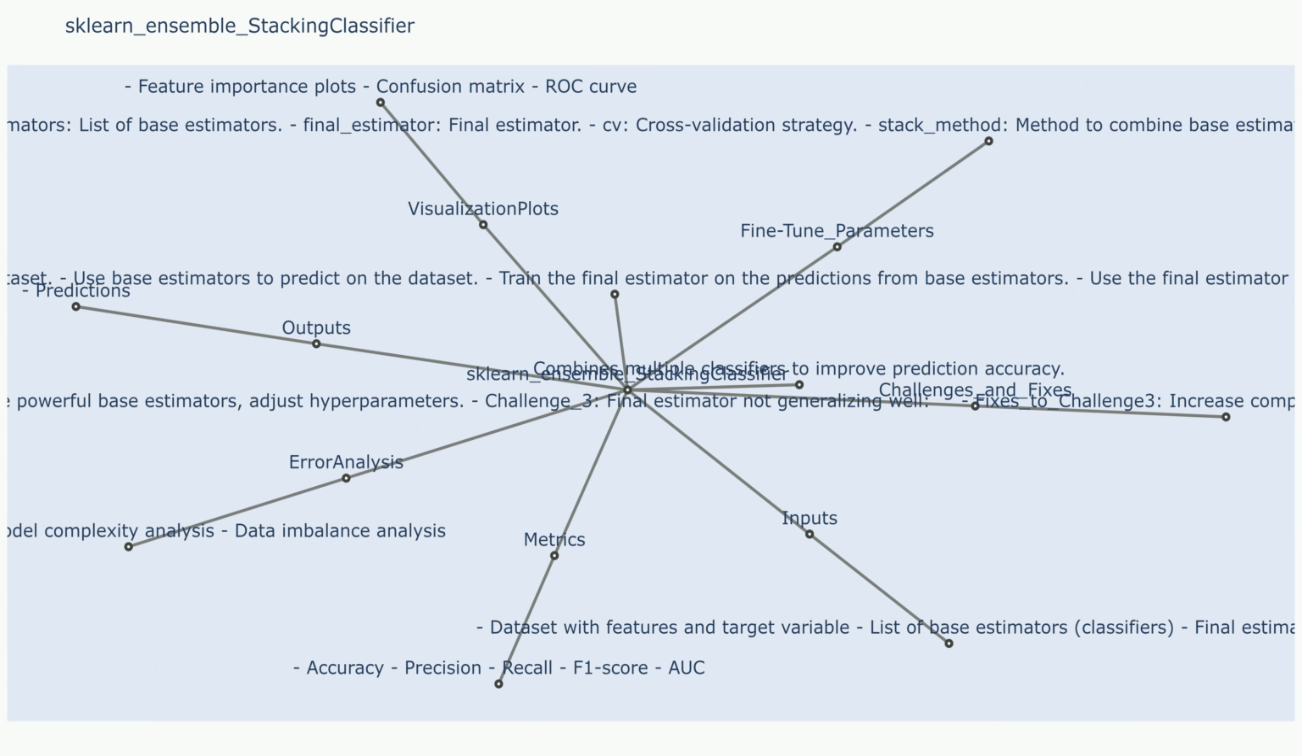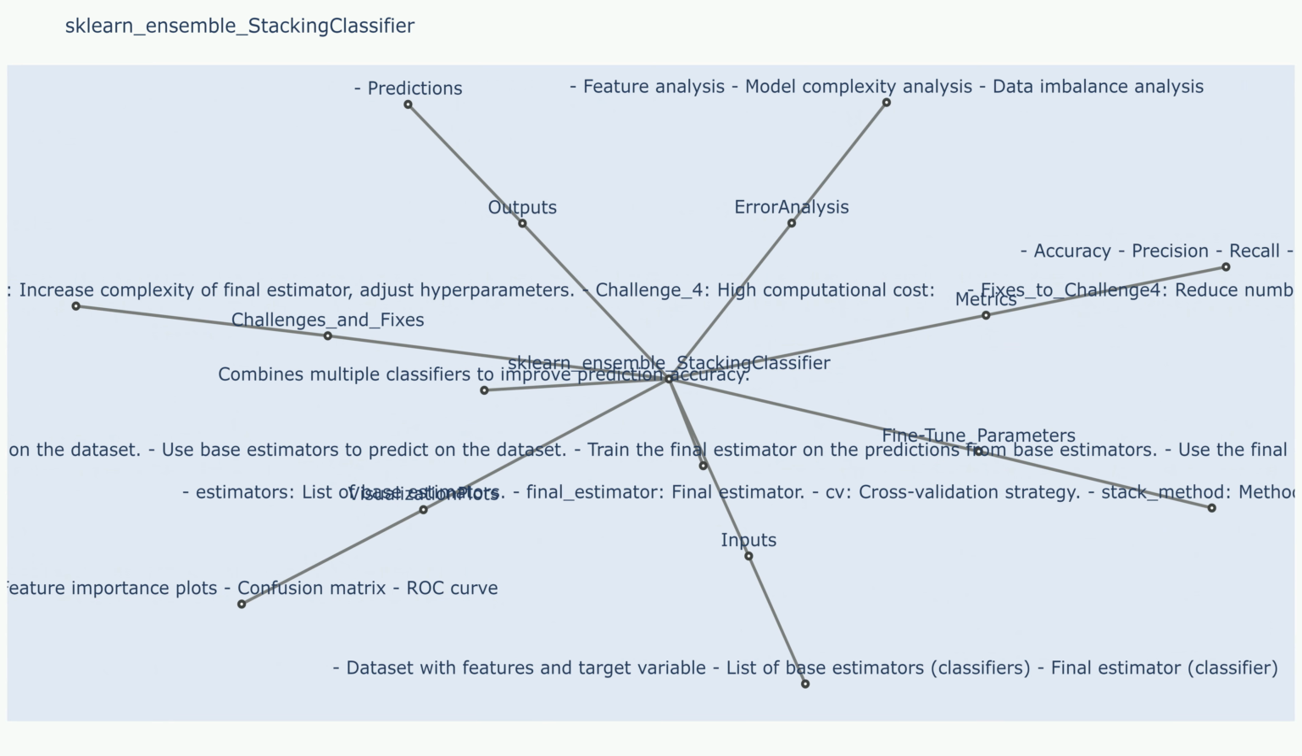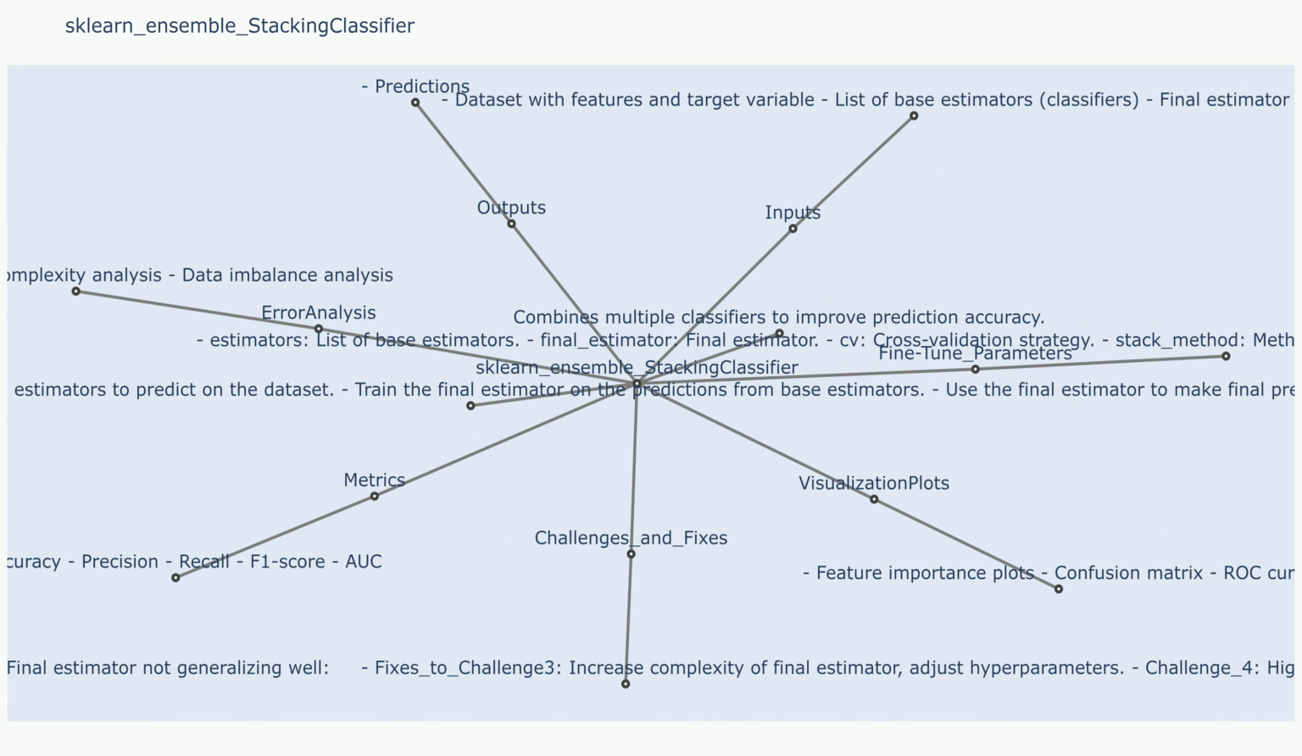Challenge 2: High computational cost. Sample use case: stacking can be computationally expensive, especially with a large number of base estimators or a large dataset. Fixes. Reduce the number of base estimators or simplify their models. Use efficient algorithms for meta estimator training. Optimize code for parallel processing or distributed computing.